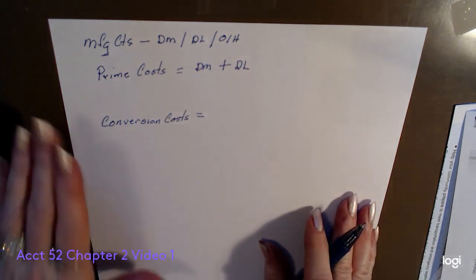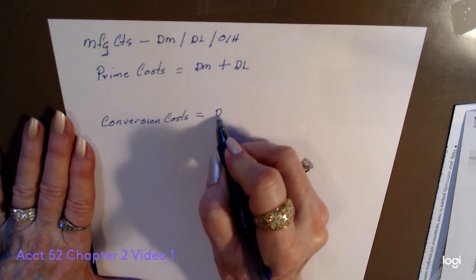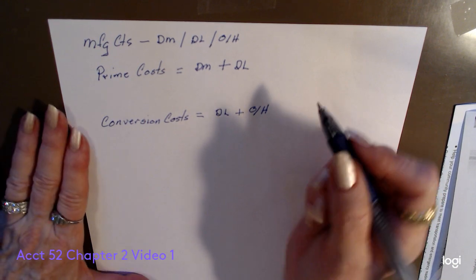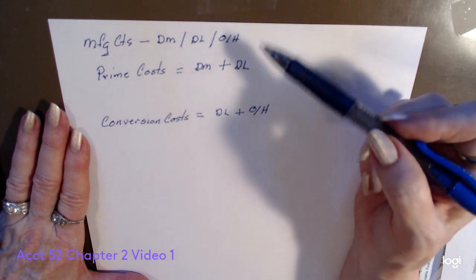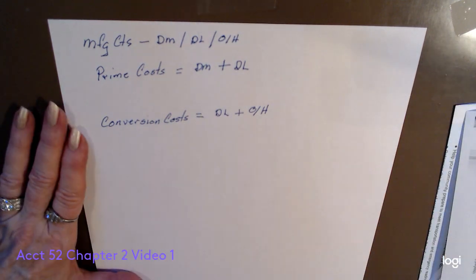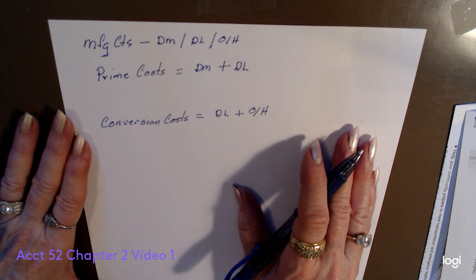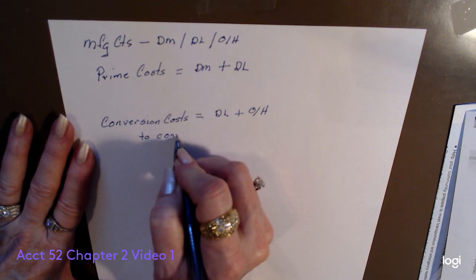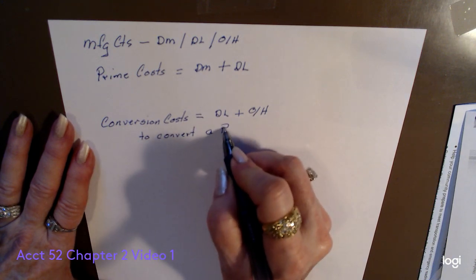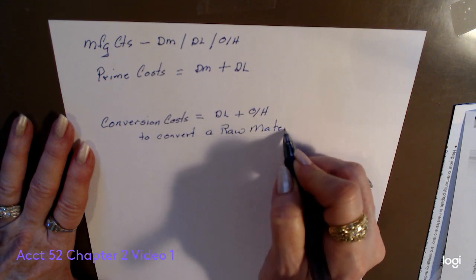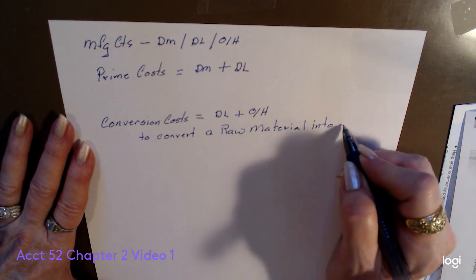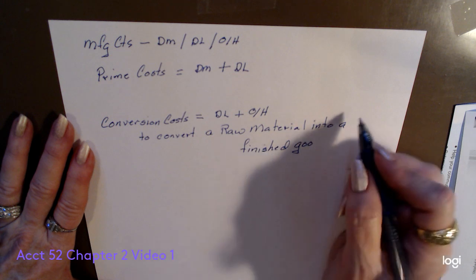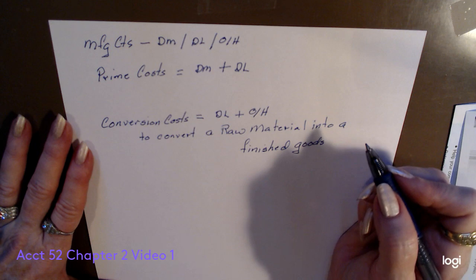Conversion costs are direct labor plus overhead. Obviously one can never add together prime and conversion costs because you're double dipping on the direct labor costs. But they're called conversion costs because we need direct labor and manufacturing overhead to convert a raw material into a finished good, or the product that we can then sell.